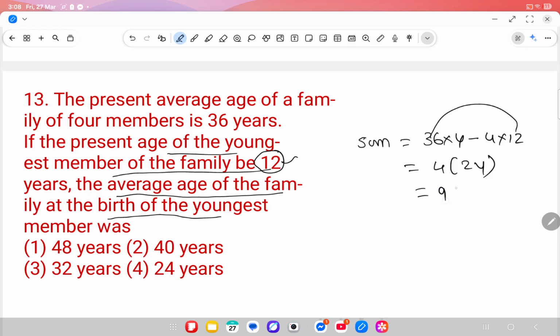It becomes 96. Now how many people are there? So at that time the youngest person of 12 years is now 0. Means remaining 3 people. So 96 by 3 is 32. 32 years.